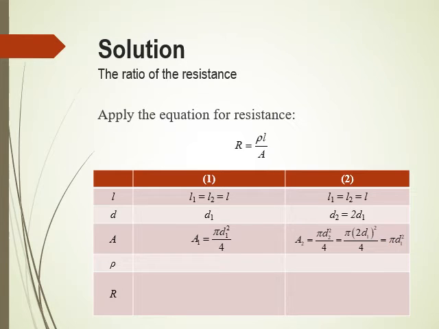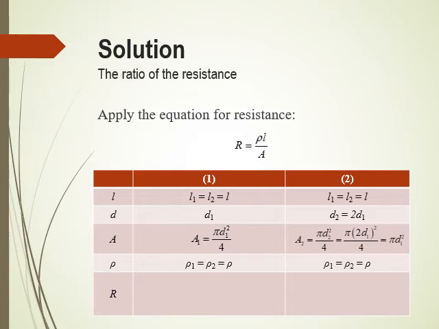And then how about the information about rho? What do we know about rho? If you look at the question again, it mentions two nichrome wires, which means these two wires are made of the same material. If they are made of the same material, then they have the same rho. Therefore, rho 1 equals rho 2 equals rho, and for set 2, it is also the same.